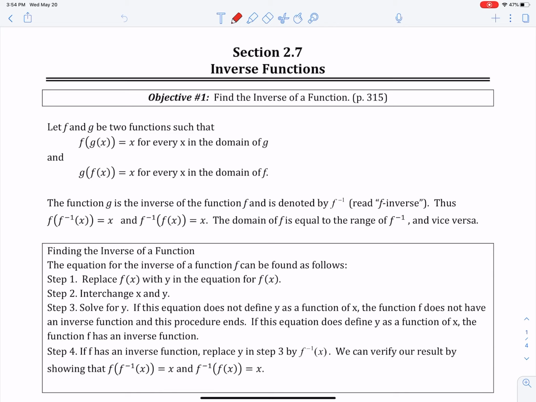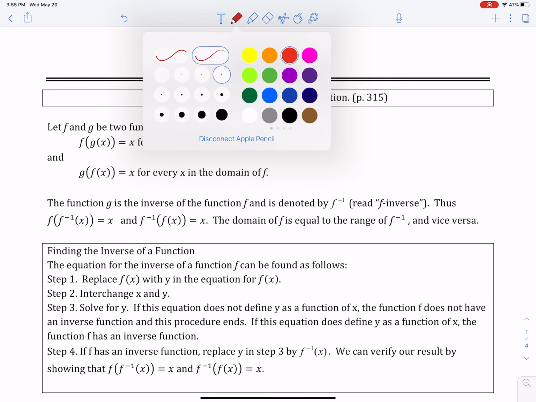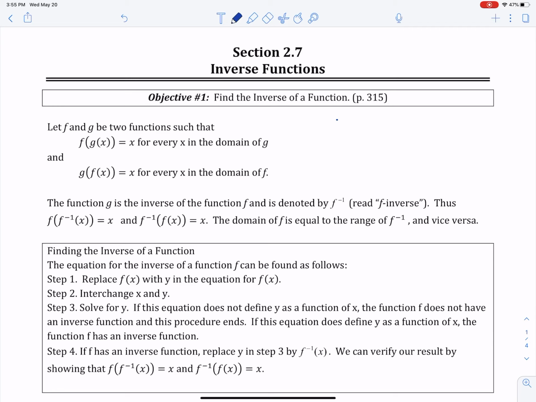The inverse function of function f is denoted by a symbol f inverse. It looks like power by -1, but it is not power by -1. It's not reciprocal.